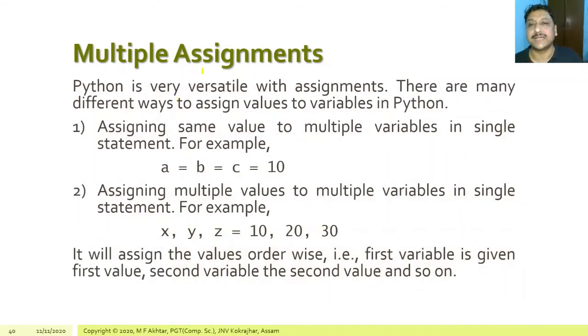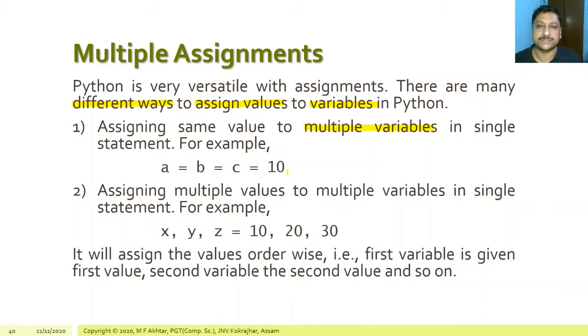Now multiple assignments. Python is very versatile with assignments. There are many different ways to assign values to a variable. First, assigning the same value to multiple variables. Suppose we have more than one variable and each variable is given the same value, say 10 to all 3 variables. Then don't write these statements in 3 different lines, giving 10 to each.